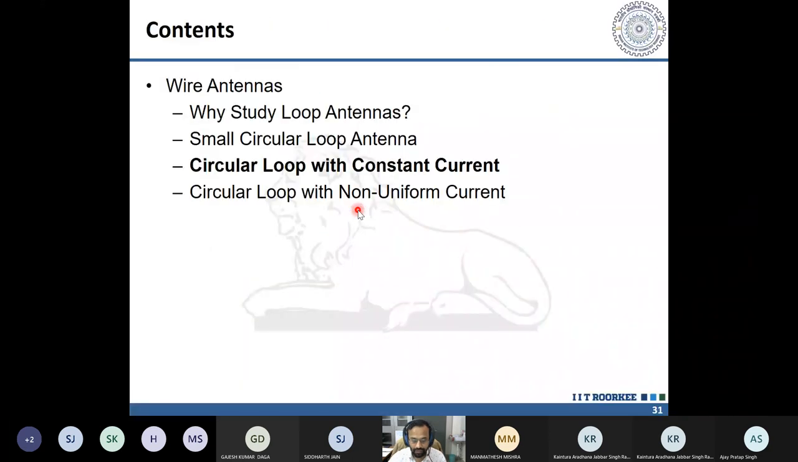And then we just saw the radiation pattern of what happens for finite length. Now we are moving from small loop antennas to finite loop antennas with constant current. So we make a very interesting approximation: we say that it is finite length, and at the same time, we say that it is constant current, which is not right, correct? Because as soon as you make the length finite, the constant current approximation is not valid anymore. But still, we make that approximation just to move from a hypothetical antenna to a realistic antenna.